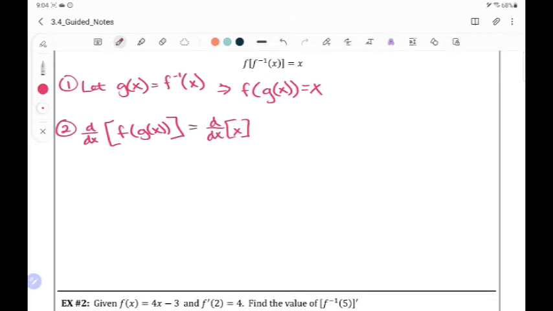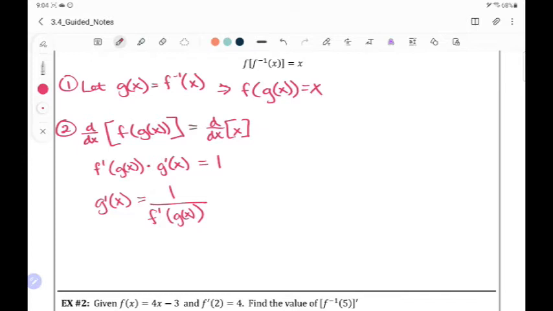So f of g of x is going to be chain rule. F prime, the derivative of the outside, leave the inside alone, times the derivative of the inside. Equals, what's the derivative of x? It's just 1. Okay, so look at this. F prime of g of x times g prime of x. This is just the chain rule. But remember, we're trying to solve for the derivative. So g prime of x is going to equal 1 over f prime of g of x, right?